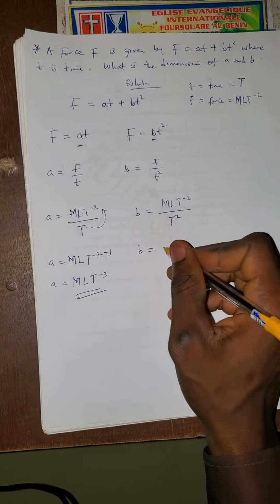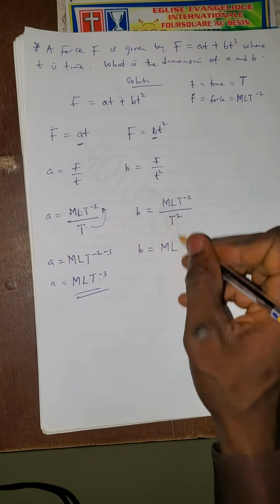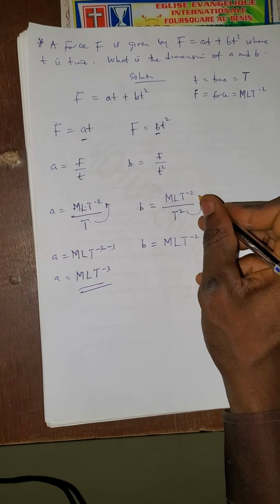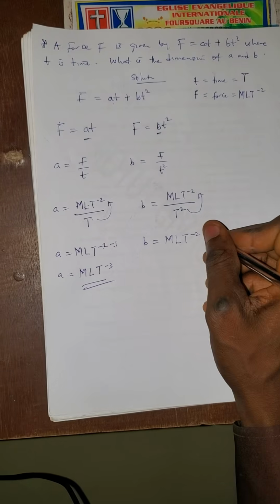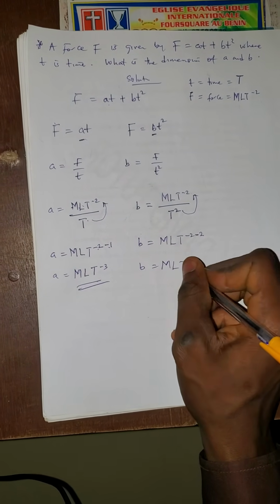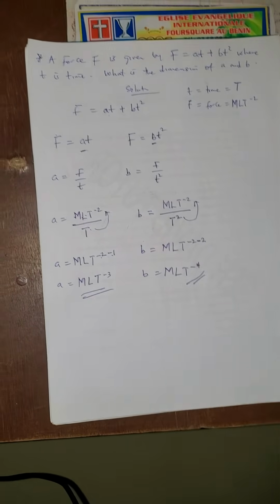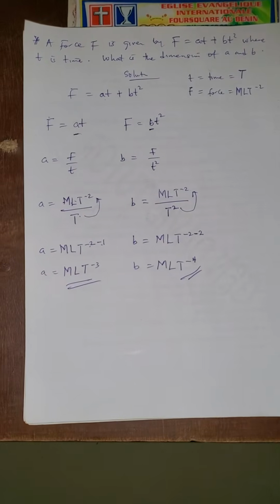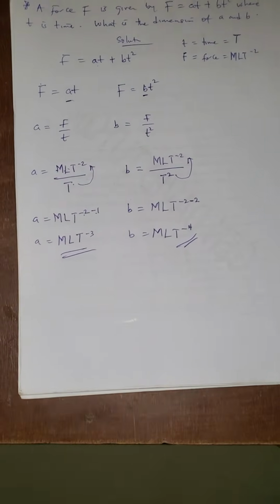For B here, we have M, we have L, then T raised to power minus 2. If this 2 goes up, it's positive before it becomes minus. So that's minus 2. So B here becomes mLT raised to power minus 4. So this is the dimension for A, and this is the dimension for B. Now this is where I'm going to stop for today.